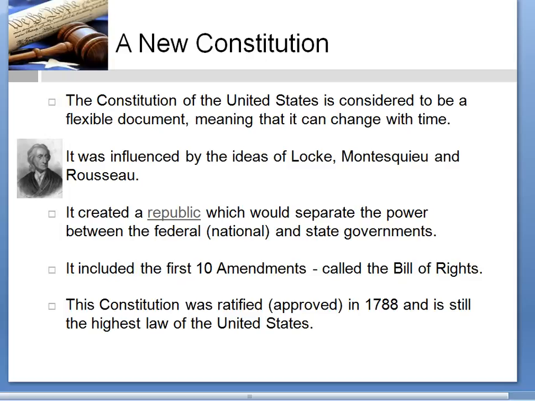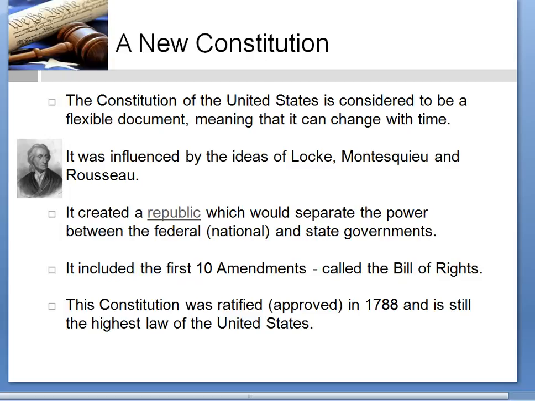So, of course, now we want our independence. We need a constitution to solidify the government and kind of define how it will operate. The Constitution of the United States is considered to be a flexible document, meaning that it can change with time. It was influenced by the ideas of Locke, Montesquieu, and Rousseau.